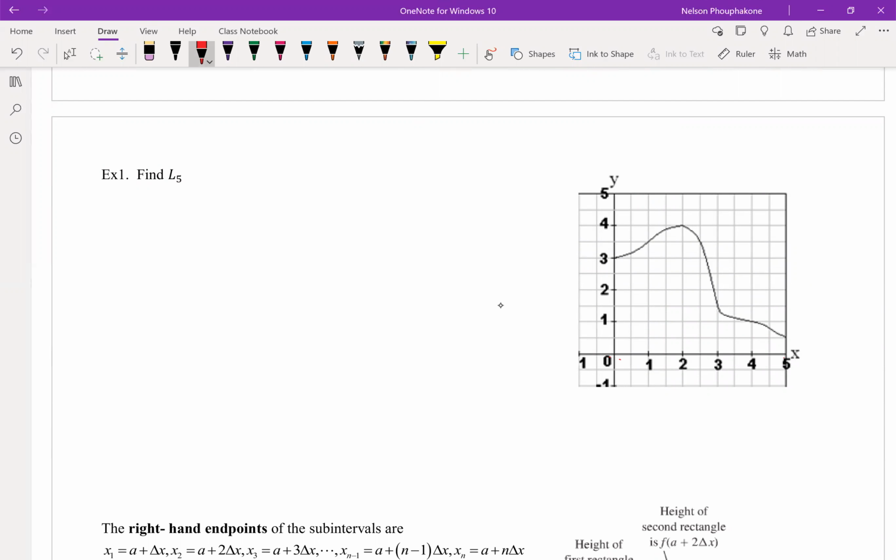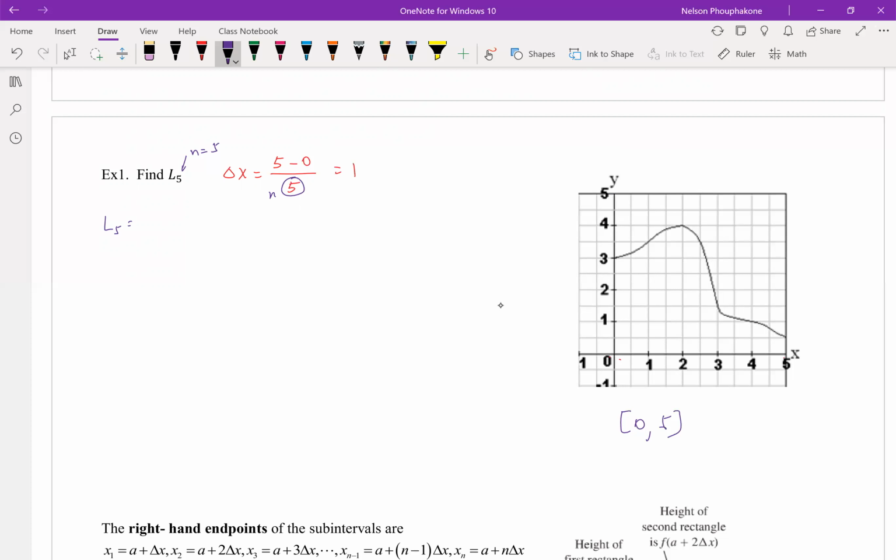So in this case, we can find that delta x is equal to 5 minus 0 over 5, which is equal to 1. Now again, why do we have this? Because in this case, we work with the interval between 0 and 5. And here we notice that n is equal to 5. So this is our n. And now, how do we find the area?